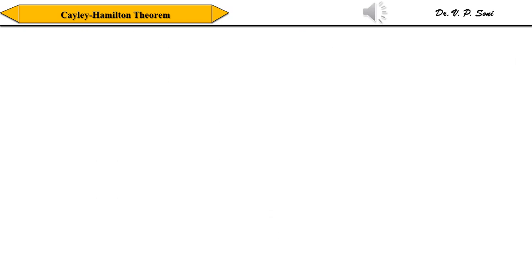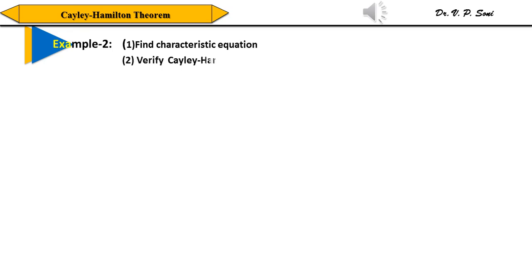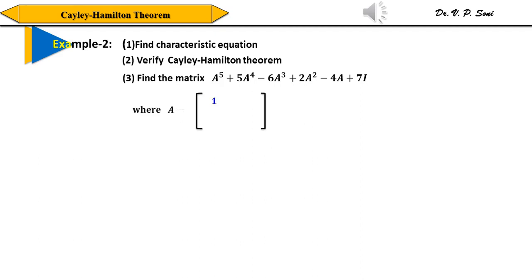Let us take a second example. First, find the characteristic equation. Second, verify the Cayley-Hamilton theorem. Third, find the matrix A raised to 5 plus 5A raised to 4 minus 6A cube plus 2A square minus 4A plus 7I, where matrix A has first row 1, 4, second row 2, 3. Solution.